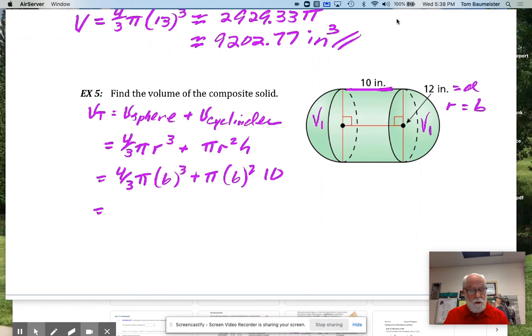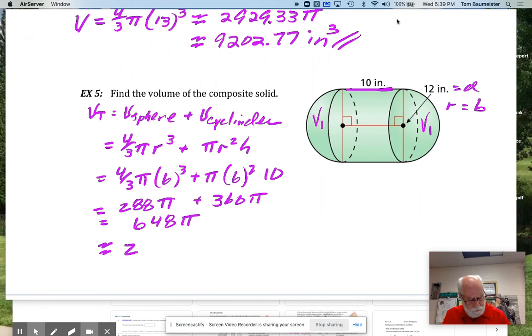All right. If I do them separately, you'll find that this is 288 pi. If I work out this other one, okay, 6 squared is 36 times 10 is 360. So I'll have 360 pi, which equals 648 pi. Or again, just in case I've been asked, on this one here, I have 2,036 cubic inches.